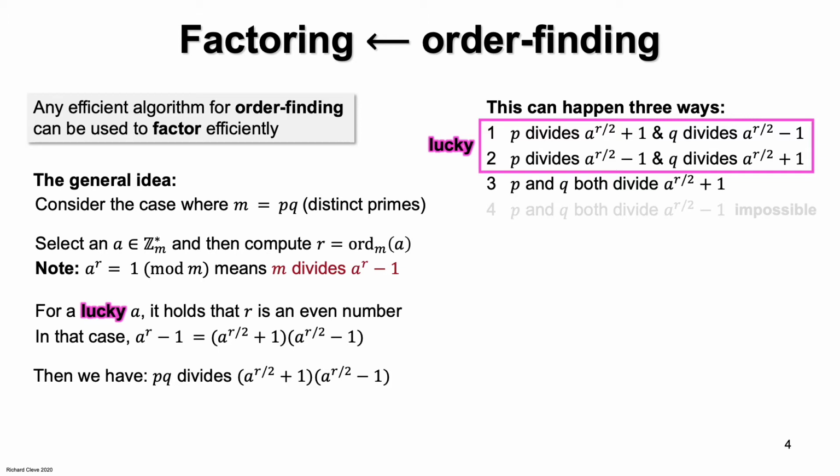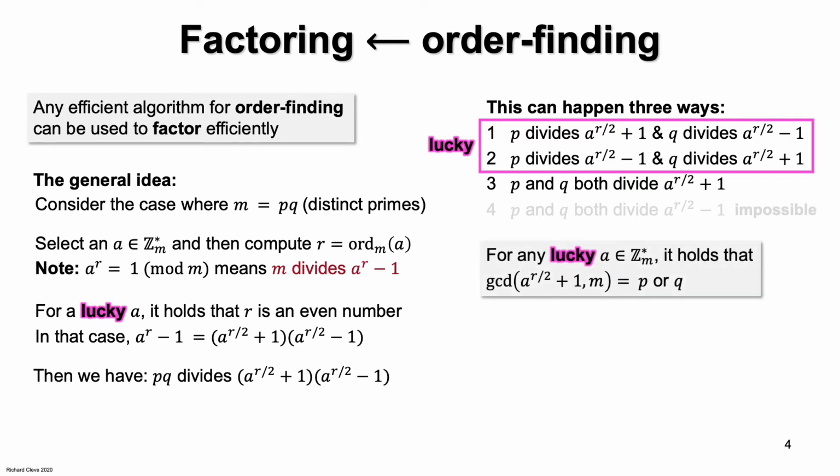So there's a split. When this happens, we can easily factor m, because in that case, the divisors of m are p and q, but only one of these divides A to the R over 2 plus 1. Therefore, the GCD of A to the R over 2 plus 1 and m is either p or q, and we can evaluate this expression efficiently. A to the R over 2 can be efficiently computed by the repeated squaring trick, and the GCD can be computed using Euclid's algorithm.